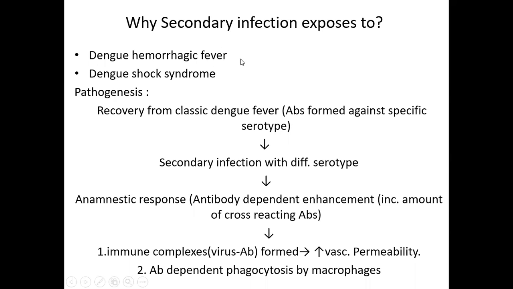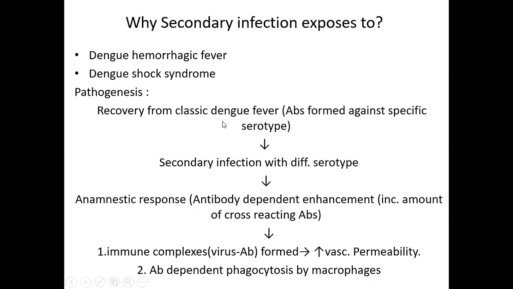As you know, the mortality rate of classical dengue fever is less than 1%, while in these two cases the mortality rate is high. So these are the fatal conditions. So why does the secondary infection lead to dengue hemorrhagic fever and dengue shock syndrome? How do these two conditions occur?